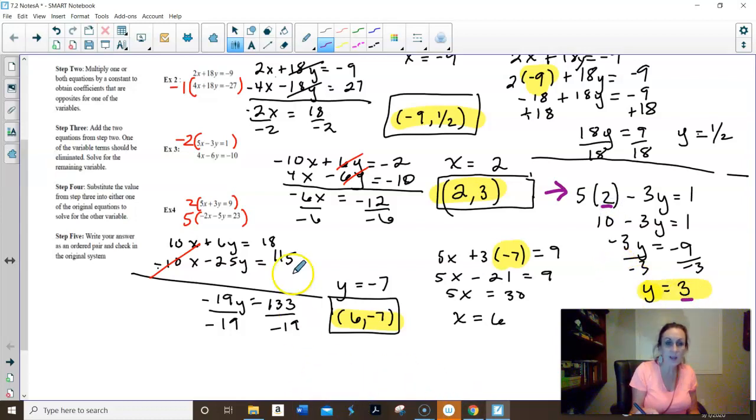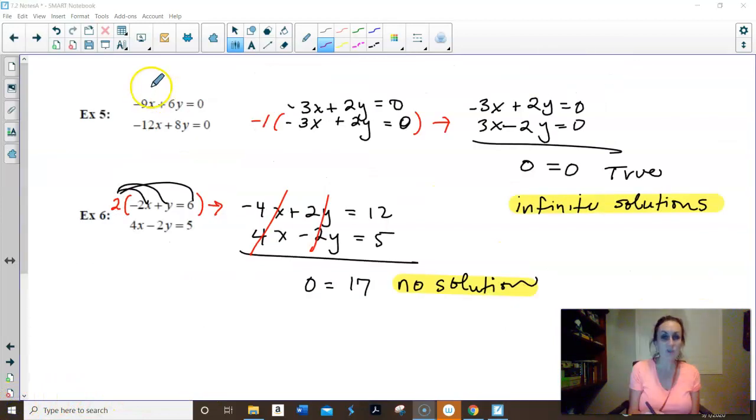On example 4, I multiplied the top equation by 2 and the bottom equation by 5 so that I could get my x's to eliminate. My final answer was (6, negative 7). In example 5, I took the 3 out of the first equation and divided the 4 out of the second equation. I ended up getting two identical equations. If the equations are identical, you have infinite solutions.